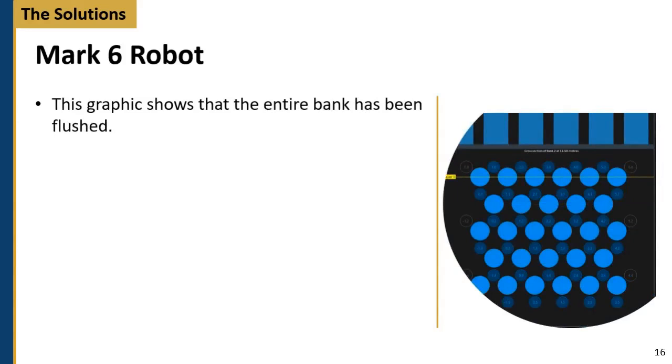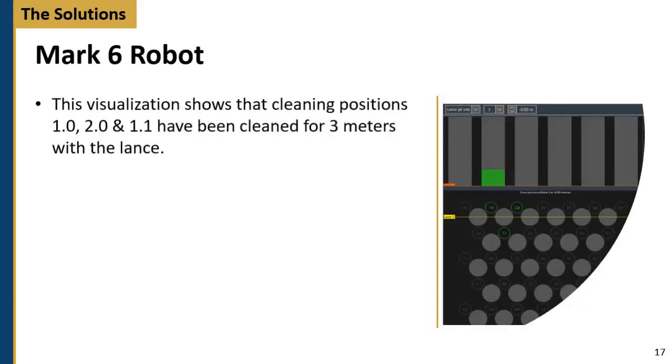This next graphic shows that the entire bank has been flushed, so the entire top layer. Everything's blue. So once the top layer of the bank has been flushed, we'll then start to use the lance. This visualization shows that the cleaning positions 1, 2 and 1.1 have been cleaned for 3 meters with the lance. You see a green outline. Again, this could be the first enclosed section of a bank.